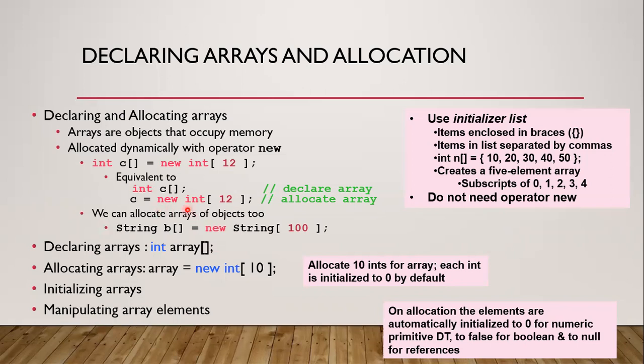If we want to initialize the array, we can make a for loop and run the loop 12 times, and for each iteration we can add a value into a location in the array. Each int is initialized to 0 by default. This is the default value. When we create an array, it will get some default values. On allocation, the elements are automatically initialized to 0 for numeric primitive data types, to false for Boolean, and to null for references. So when we declare an array, it gets initialized by the default values.